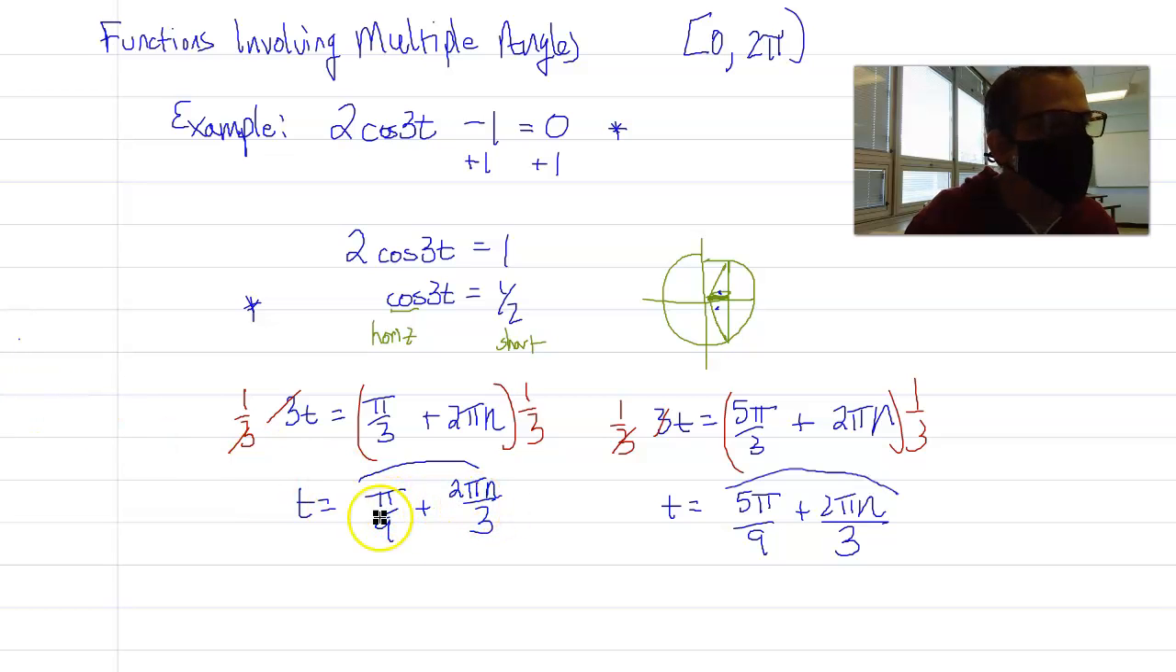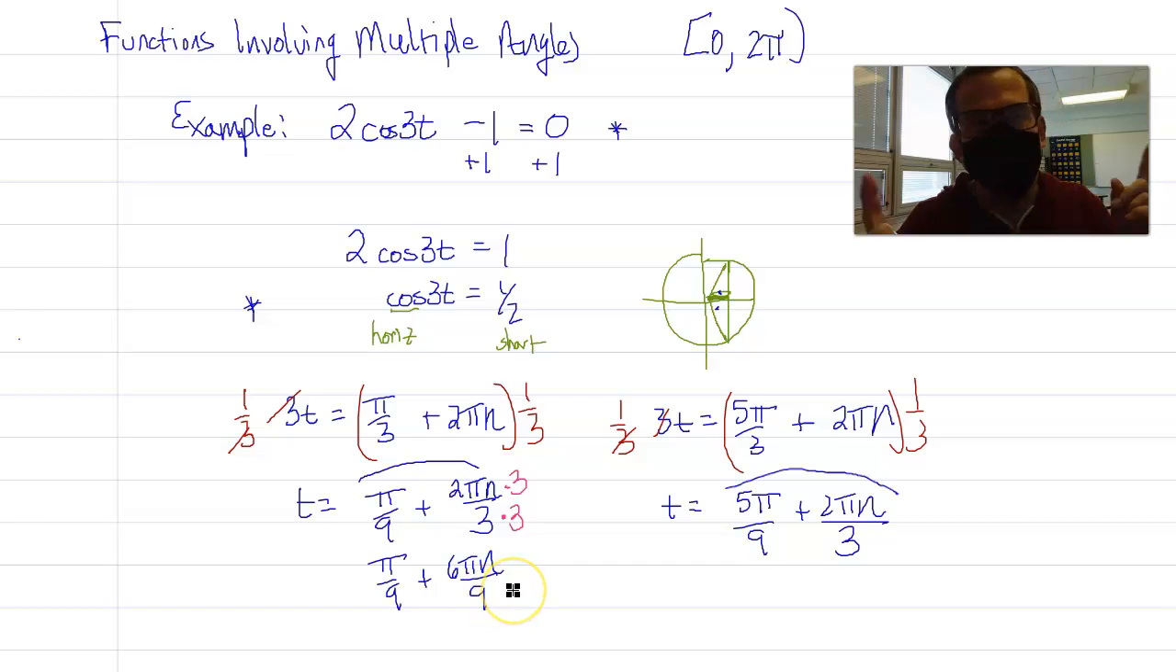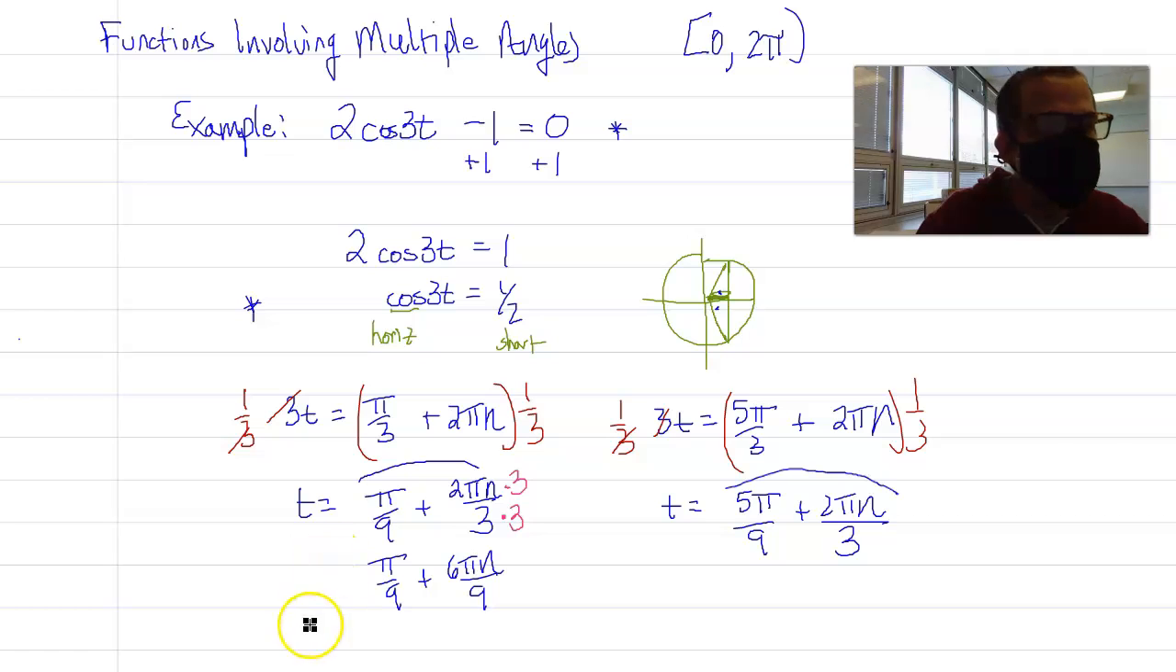What I'm going to do is make this denominator a 9 as well. So I'll multiply it by 3 and 3. And that'll give me, now that these denominators match, I can write them all over 9, as just one fraction. And it's going to make the last part of this problem much easier to deal with. So I'm going to say t equals pi plus 6 pi n, that entire thing over 9.